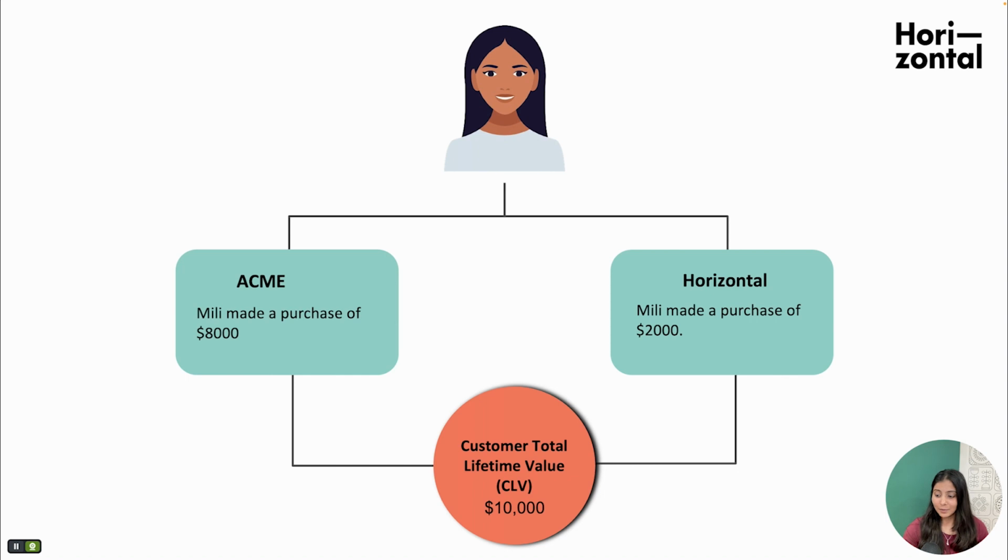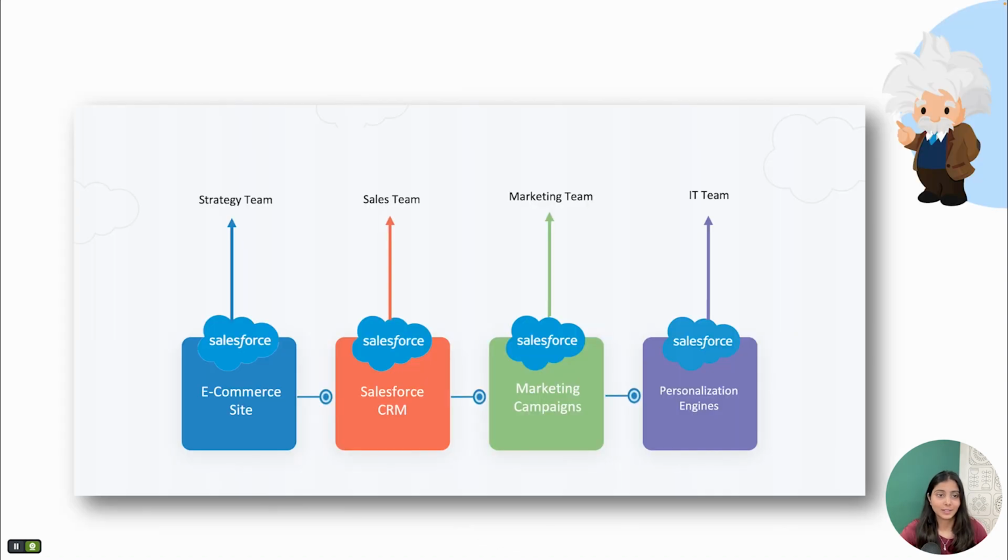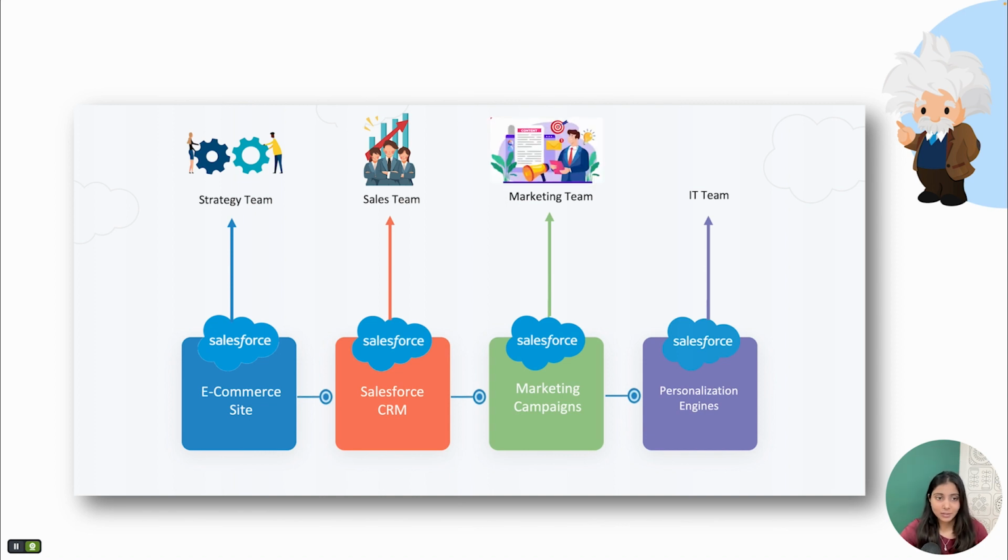So the internal team of Great Lakes, that is the strategy team, is responsible for order management, cart management, and customer management, and the sales team is responsible for prospect management and converting them into account, contact and opportunity. And their marketing team is responsible for running campaigns and advertising, and the tool they use for it is Marketing Cloud. And their IT team is responsible for tracking the customer behavior data.